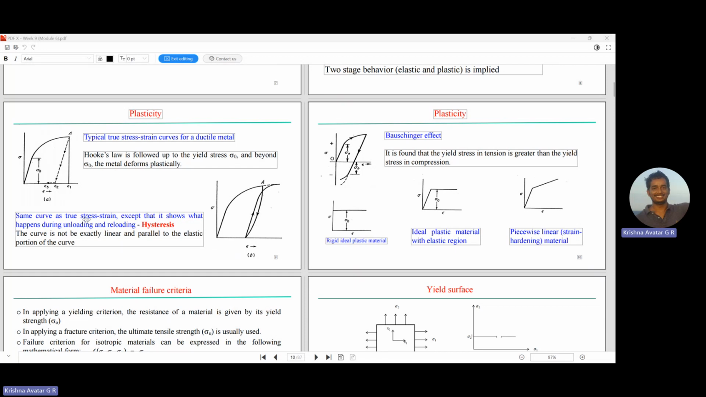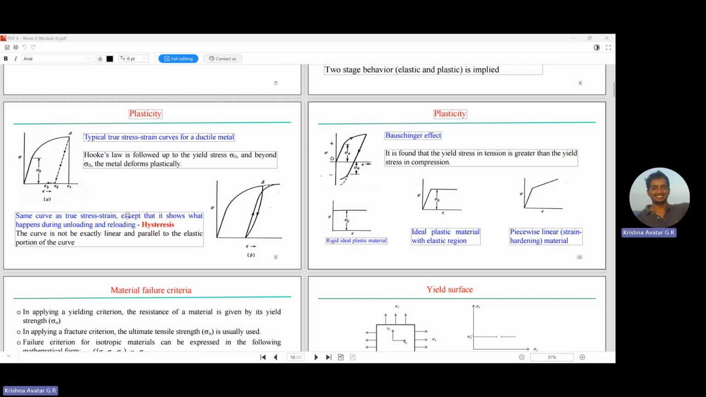And it is the same curve as the true stress strain, except that it shows what happens during unloading and reloading, when this structure goes through cycles of loading and reloading. What we have is a hysteresis, right? Hysteresis means there will be some memory built into the system so that it won't retrace the original path where it started from.